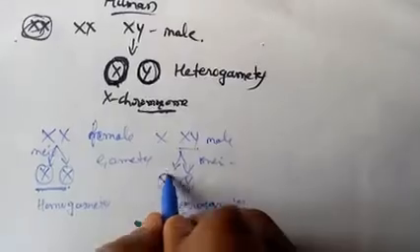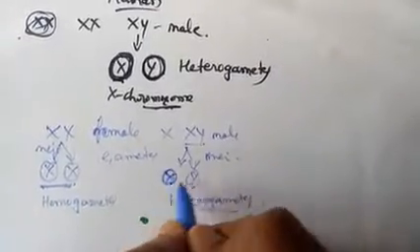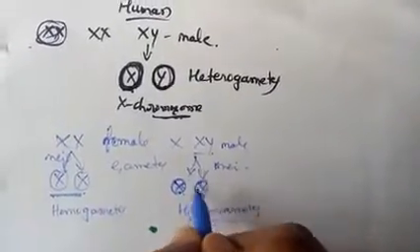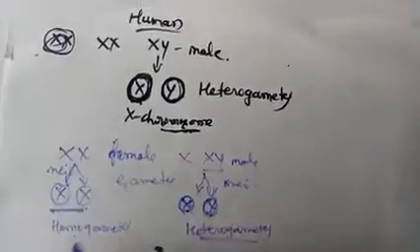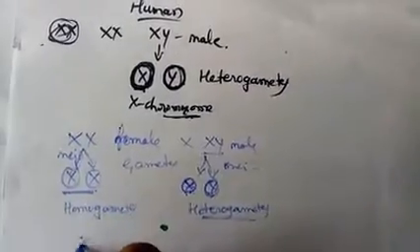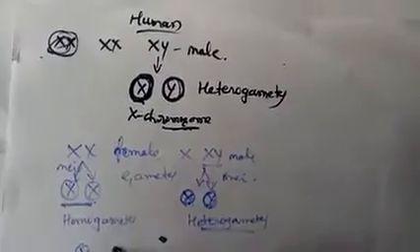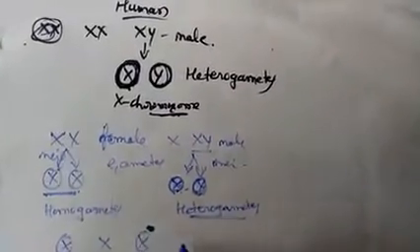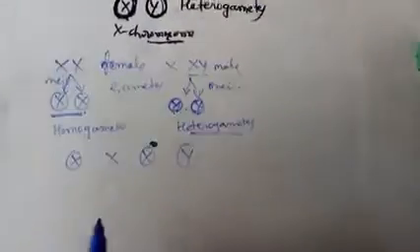Here we can observe the male has two possibilities to give the progeny. The female gives only X. If it is fused with the male gametes, we can have two possibilities.